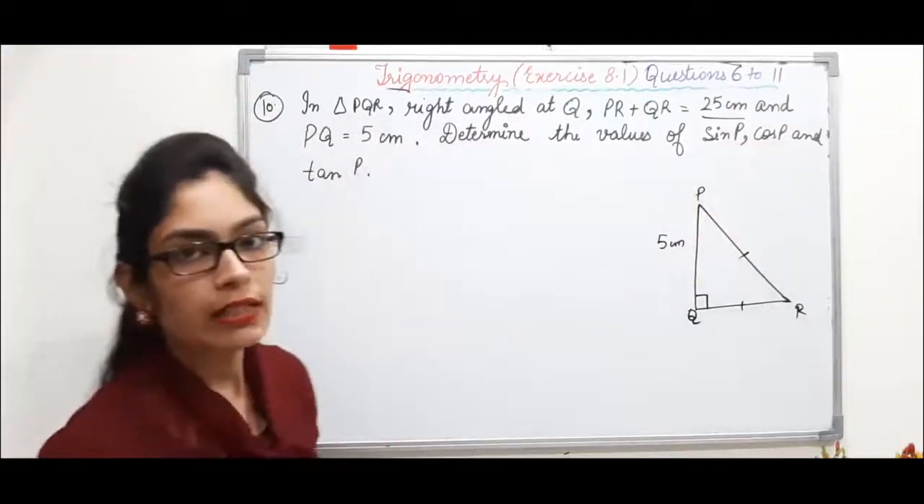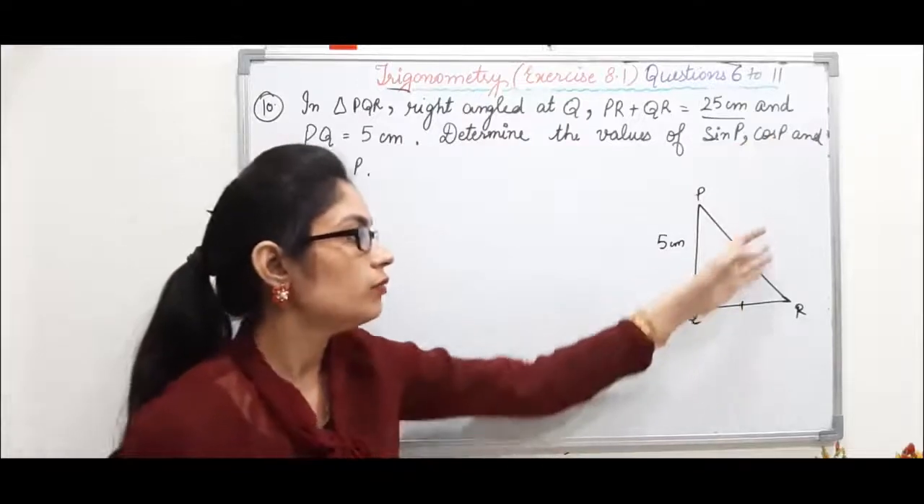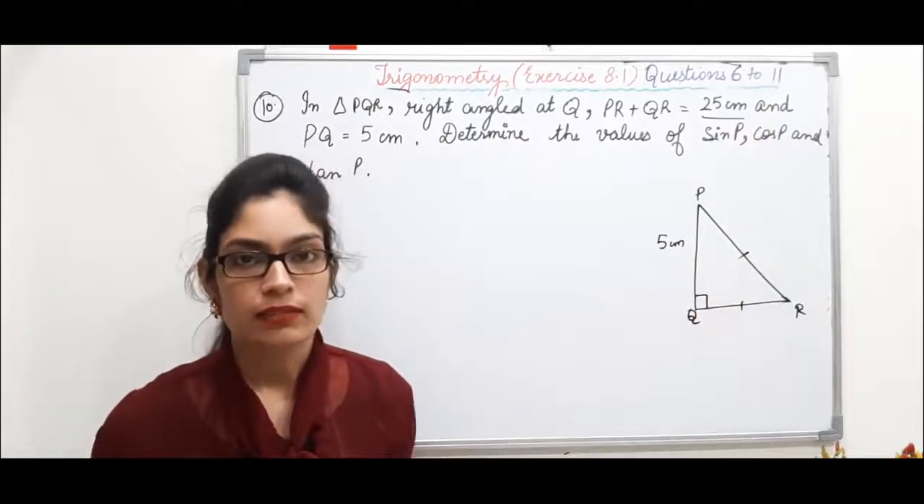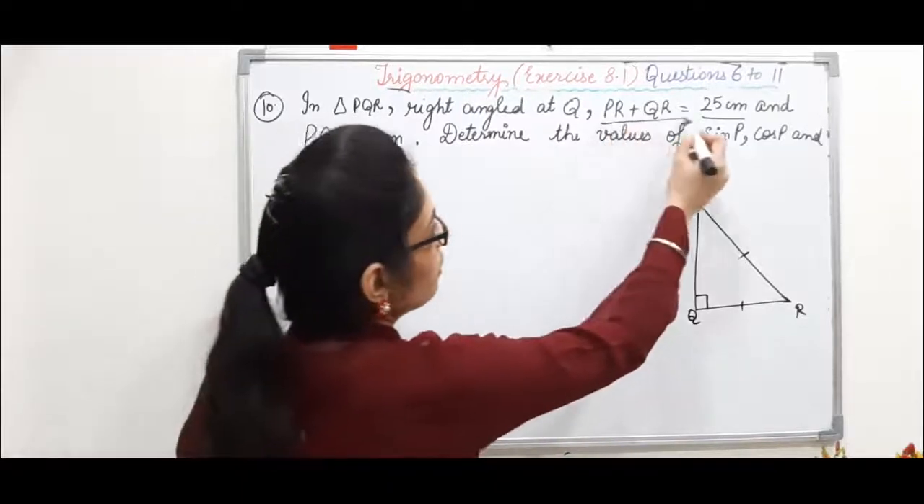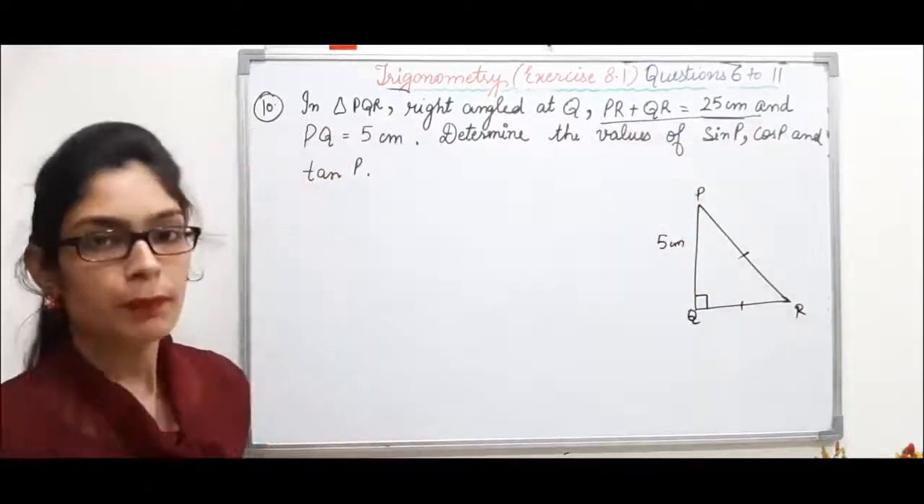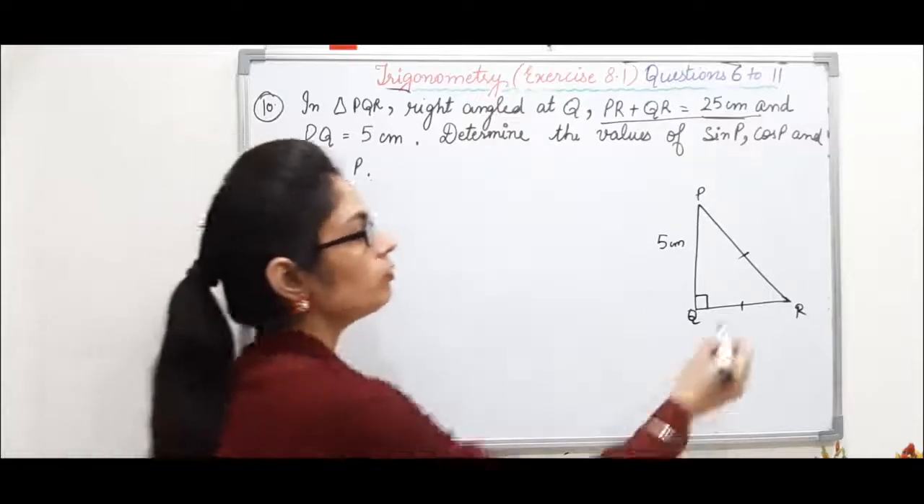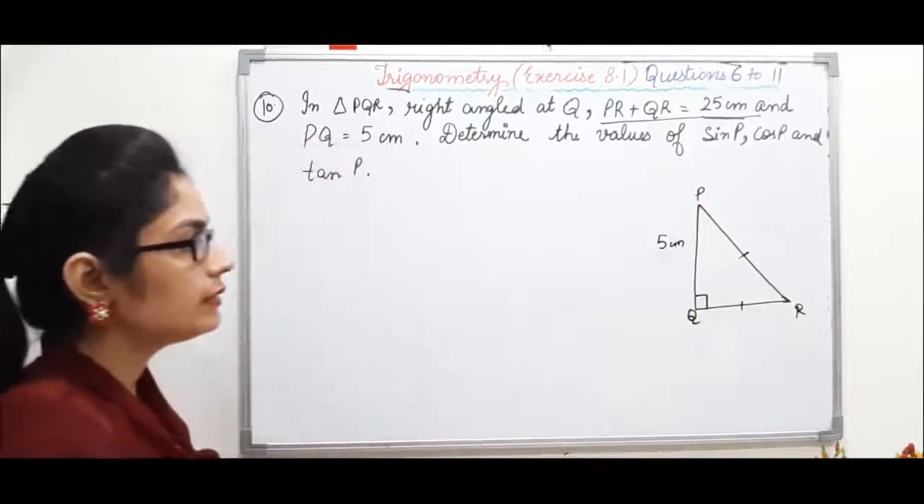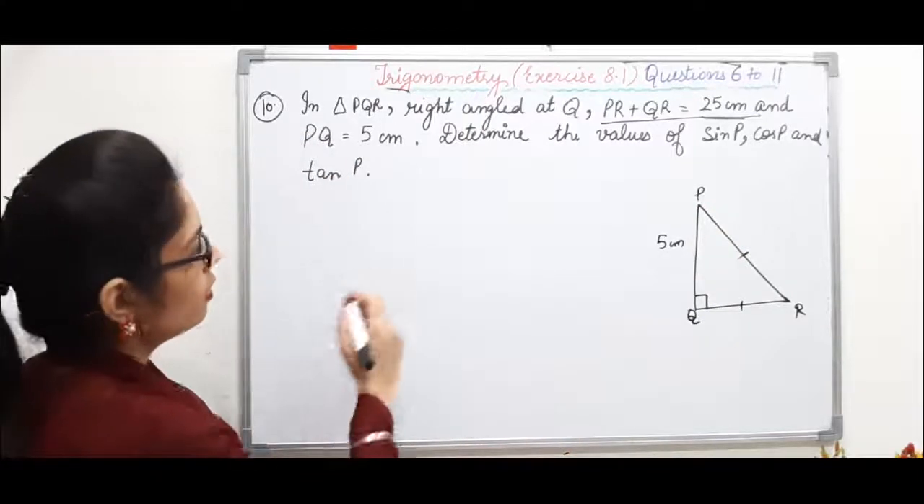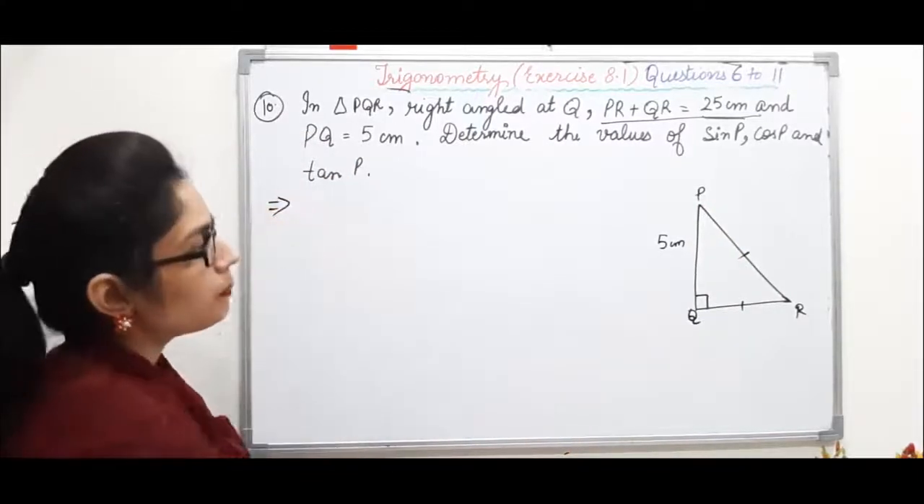In order to find the values, we should know the sides of the triangle, but we know only one side. So we'll use this information, plus we will use the Pythagoras theorem also, and first of all we'll find the values of QR and PR. So let's start now.